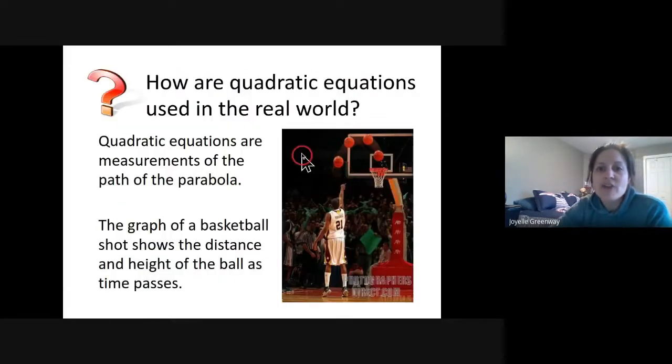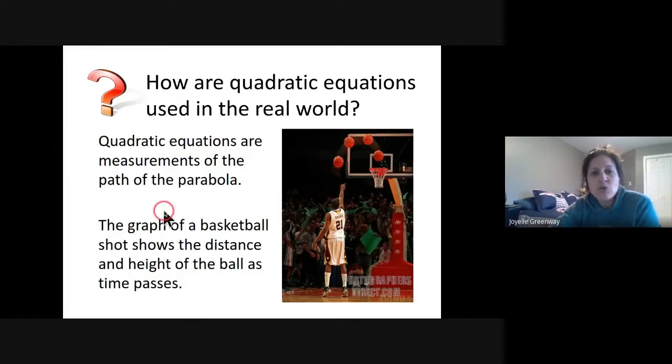So how are quadratic equations used in the real world? We talked about parabolas, right? Do you see this basketball? It is going in the shape of a parabola. If you haven't gotten that yet, the parabola is like this curve type of shape. A quadratic equation is actually the measurement for that path of the parabola that the basketball is traveling on. So that basketball follows a quadratic equation that outlines the parabola in which the ball is traveling.